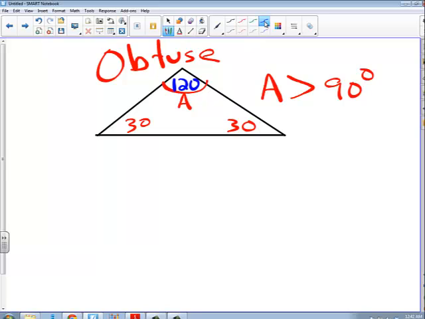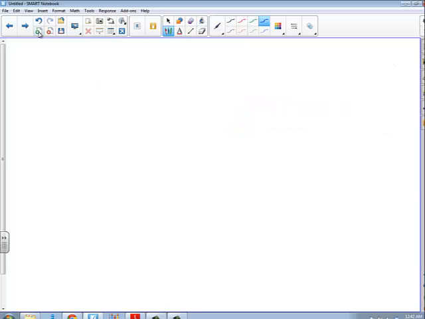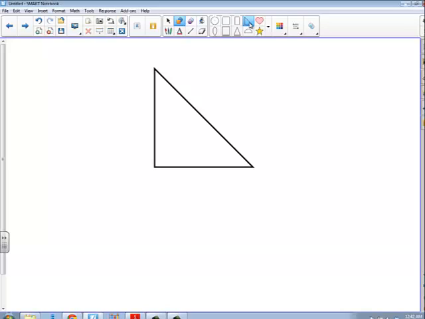Okay, and that would work. That would work as an obtuse angle. And 120 is greater than 90, so that checks off, so that is an obtuse triangle. Okay, so that's obtuse. Okay, for a right triangle, that's what we were just working with when we were finding our tangents. So for a right triangle, you have one angle that is exactly 90 degrees.